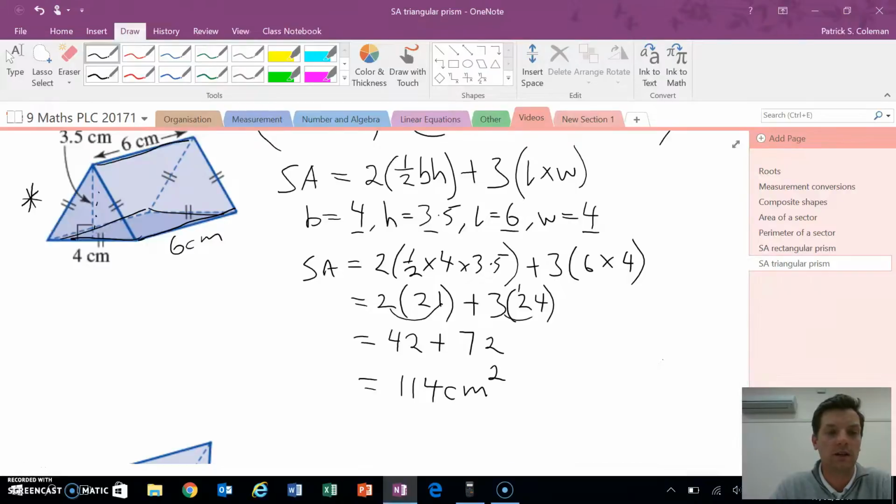So remember, when you're trying to find the surface area of a prism, the easiest thing to do is break it into its component shapes, and then you can find the individual surface area from there.